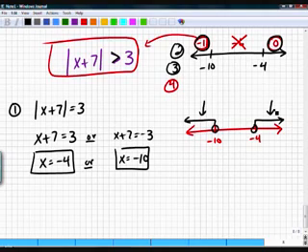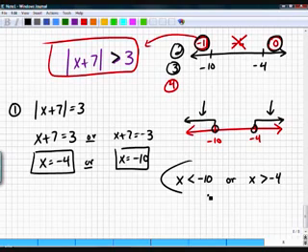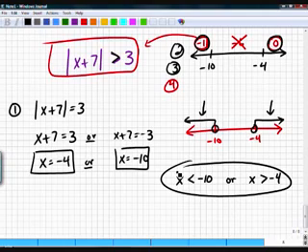So here's your answer. Here's how I want you to write your answer. X, could you tell me? No, not greater than. X is less than negative 10. What goes between them? Or X is greater than negative 4. There's your answer. X is less than negative 10 or X is greater than negative 4.